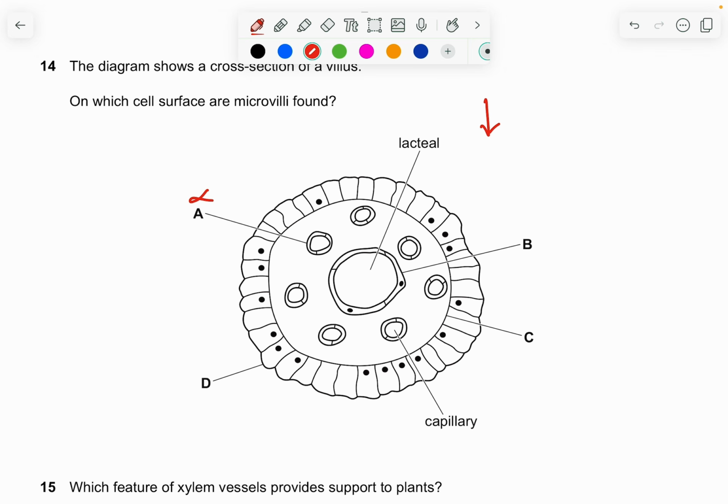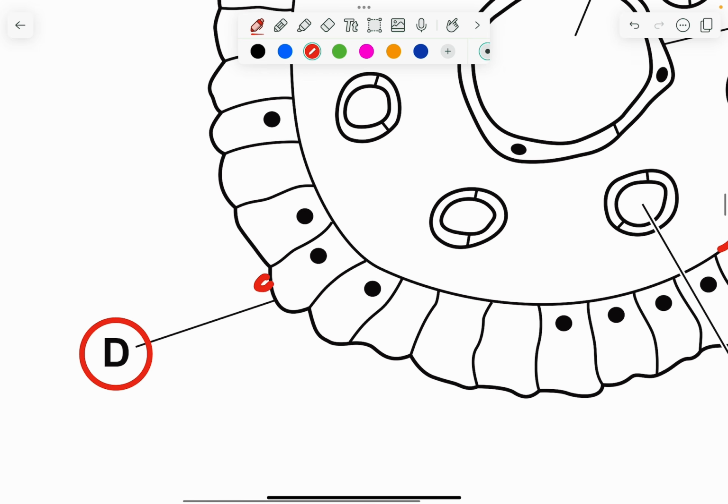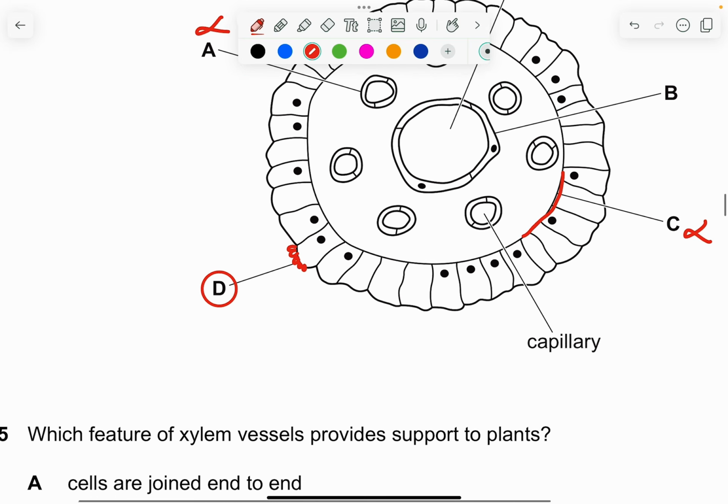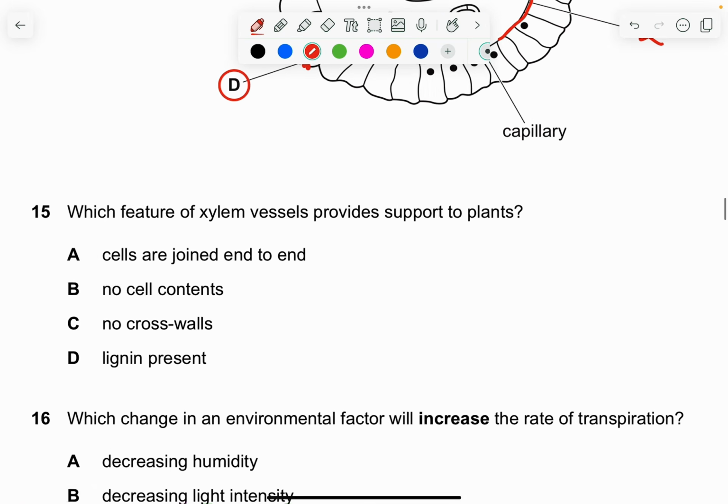For A, it cannot be, because A is capillaries. For C, you have never learned this, so you can definitely know that that is not the correct answer. For B, this is the lacteal. It cannot be found inside, so it has to be found on the surface of the villi, which is only D. That's where inside here there are more tiny microvilli.